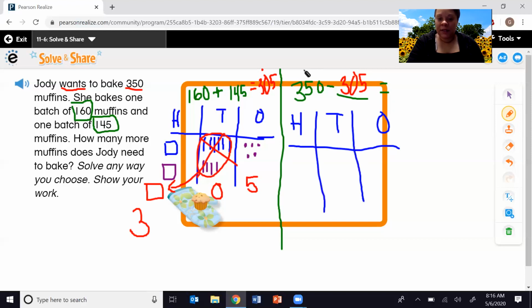I'm going to write my biggest number into my chart. Remember, it's subtraction, so it's going to look a little different from addition. So I have 0 ones, 5 tens, 1, 2, 3, 4, 5, and 3 hundreds. 1, 2, 3.